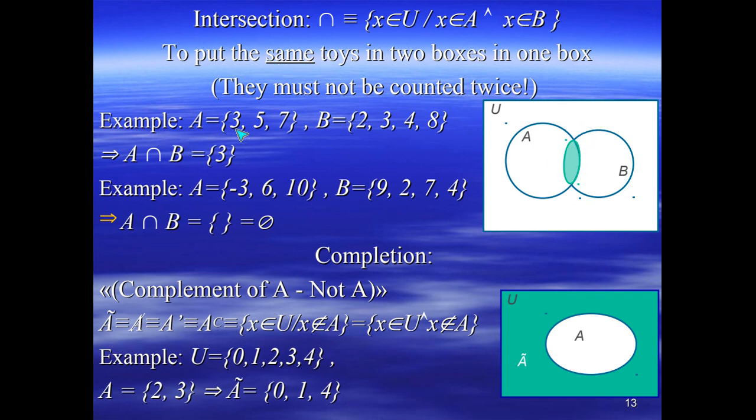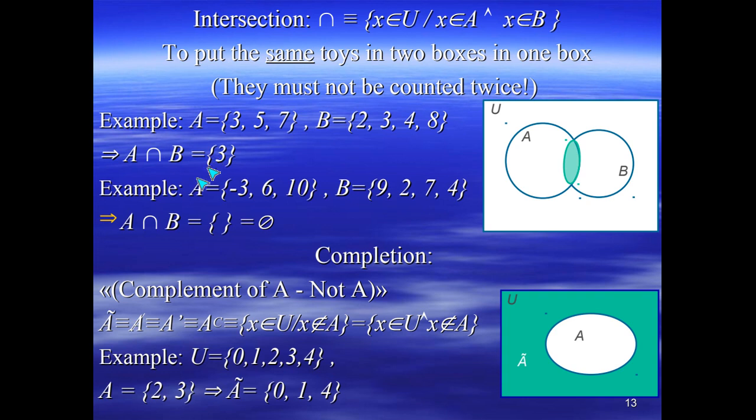The example: the set A is 3, 5, 7, and B is 2, 3, 4, 8. What is the common element? 3, like in the previous example. So A intersection B is the set consisting of one element, which is 3.